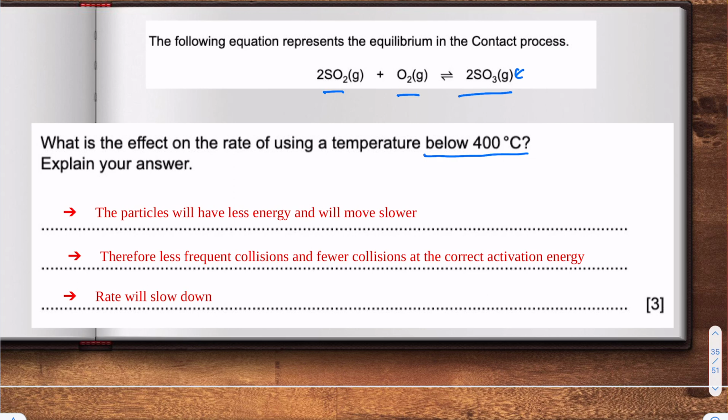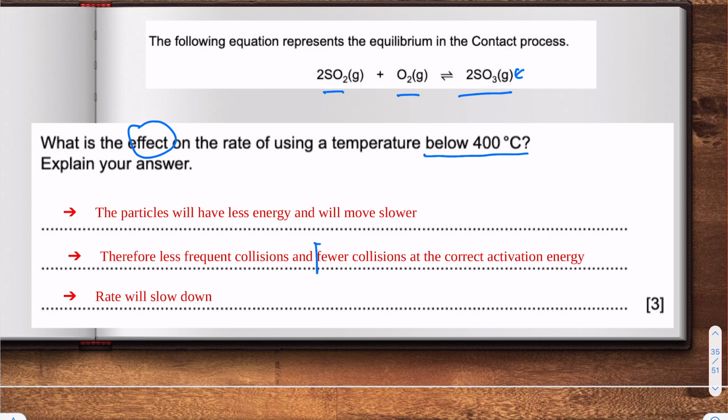First of all, it's a 3-mark question. So we know we're going to have to do 3 bullet points. So the first thing that we can say is that the particles will have less energy and will therefore move slower. That's the observation we need to make. Then we need to point out the effect that will have. So there's 2 effects that it will have, as we just talked about before. It's the opposite of what we just talked about, but it's the same process, same concept. Therefore, less frequent collisions and fewer collisions at the correct activation energy.